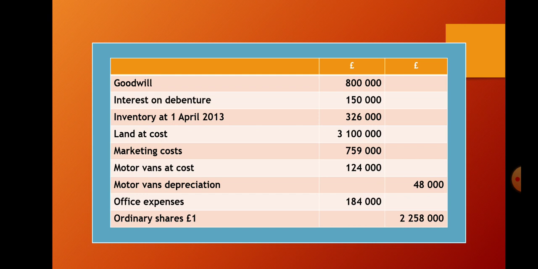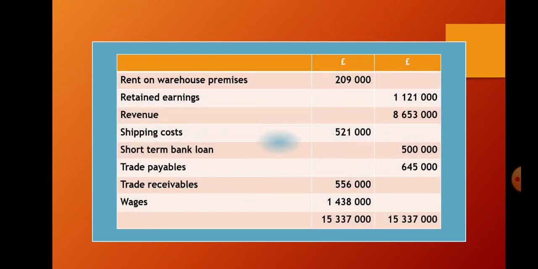Then office expenses are administration expenses. Ordinary share capital is the equity which should be shown under equity section in the statement of financial position. The next is rent on warehouse, which is a storage expense. So it should be shown under distribution cost. Retained earnings, that's a profit carried forward from the previous year. Because it is shown on the credit side, it would be the profit. Then revenue, that's a sales revenue.